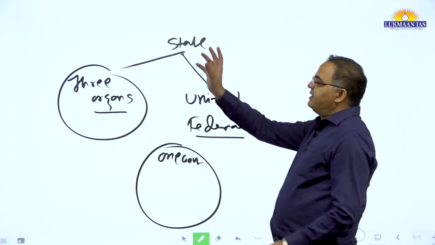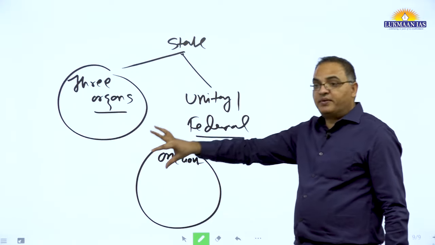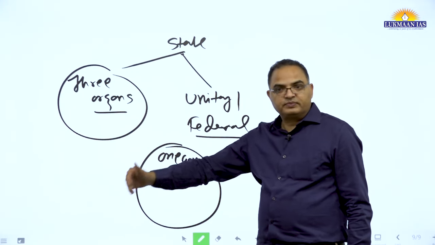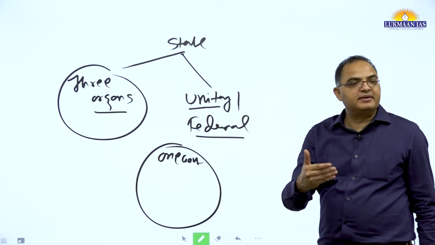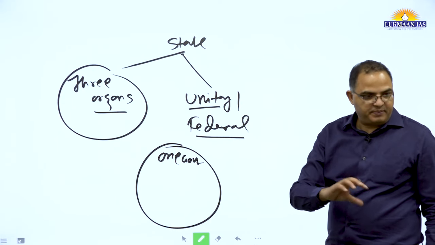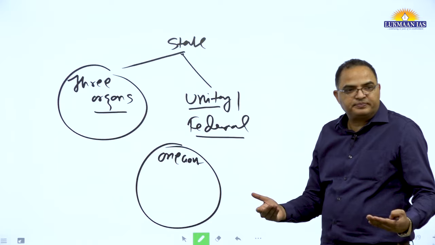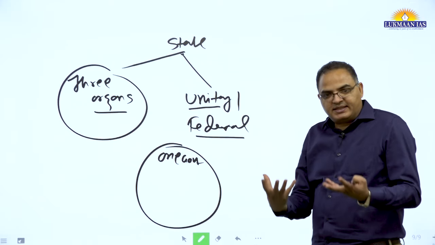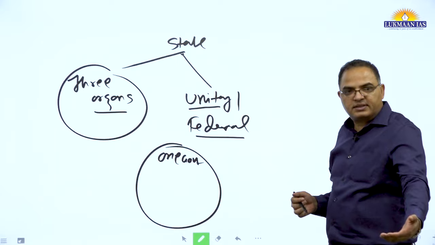So a state can have separation of powers. A state may not have separation of powers. Then a state can be unitary or federal, depending on the nature of the state, how it governs people. Whether it governs itself or it divides powers among other organs.